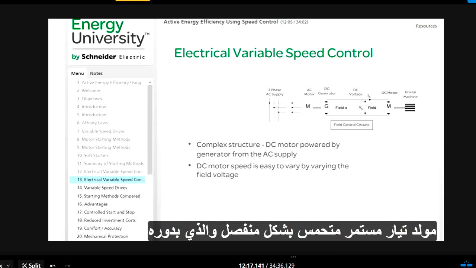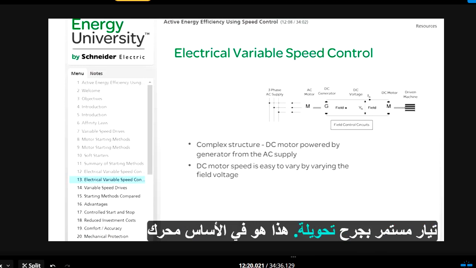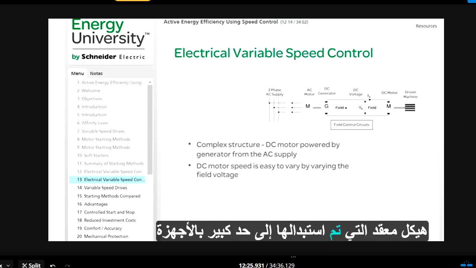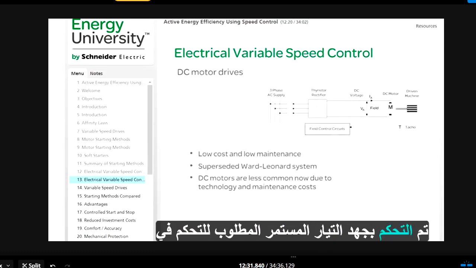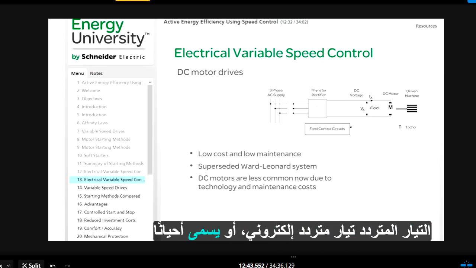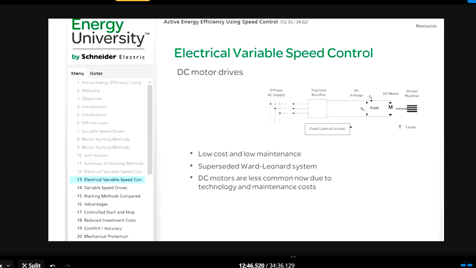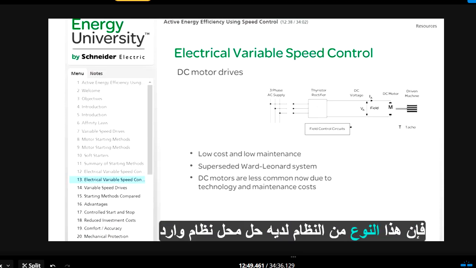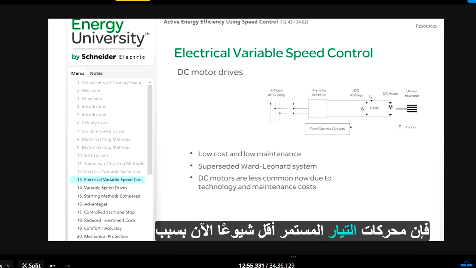in turn feeds a variable voltage to a shunt-wound DC motor. So this is essentially a DC variable speed drive, a complex structure that has largely been replaced by electronic devices. Since the 1970s, the controlled DC voltage required for DC motor speed control has been more easily produced from the three-phase AC supply using a static power electronic AC-DC converter, sometimes called a controlled rectifier. Because of its low cost and low maintenance, this type of system has completely superseded the Ward-Leonard system. However, DC motors are less common now due to technology and maintenance cost.